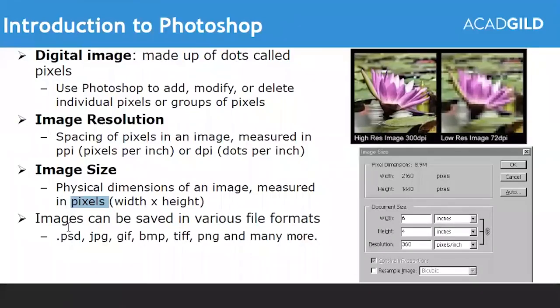Next, an image can be saved in various file formats. In Photoshop, you can save your image in different file formats like PSD, JPEG, GIF, BMP, TIFF, PNG, and many more. Targa is there, TIFF is there. There are so many formats. I will explain one by one, starting with PSD.